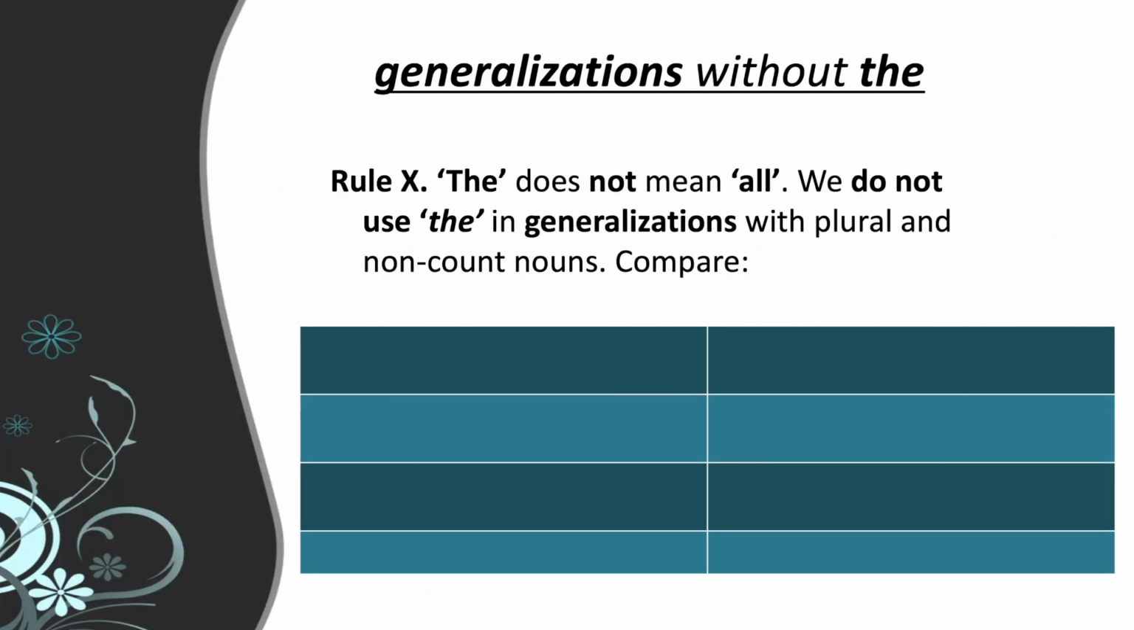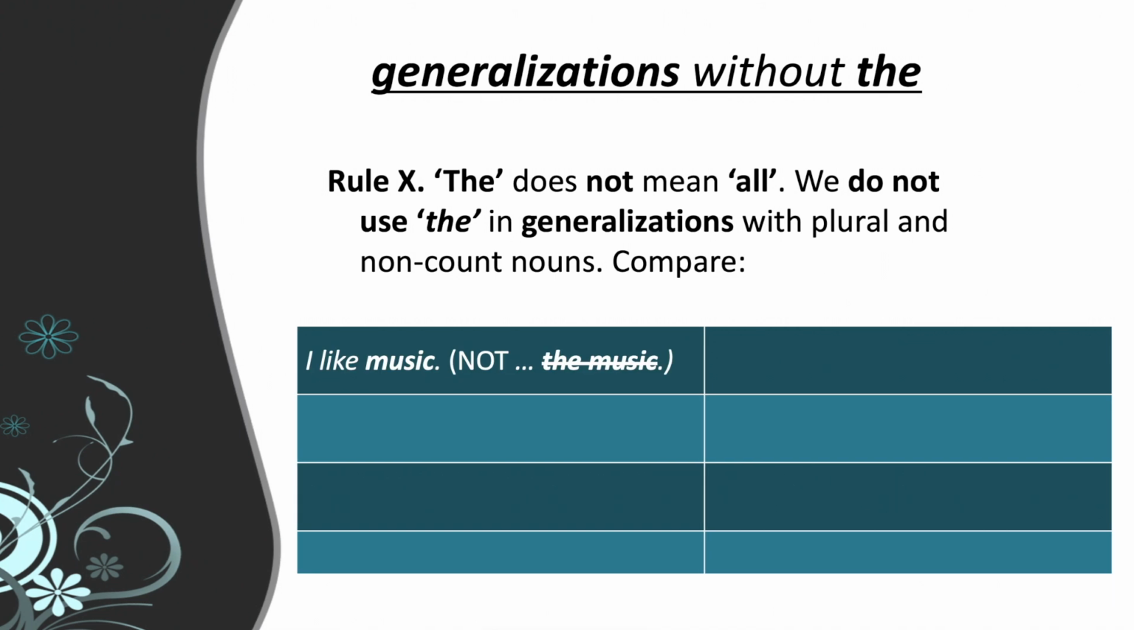Okay, let's move to rule number 10. This one is about generalizations without the. This rule says that the does not mean all. We do not use the in generalizations with plural and non-count nouns. Look at the chart. We say, I like music, not I like the music. That's if we're making a general statement. I'm not talking about any music in particular, just I like music. If you say, can you turn off the music? This time you and I both know which music I'm talking about. It's the specific music that's playing right now.